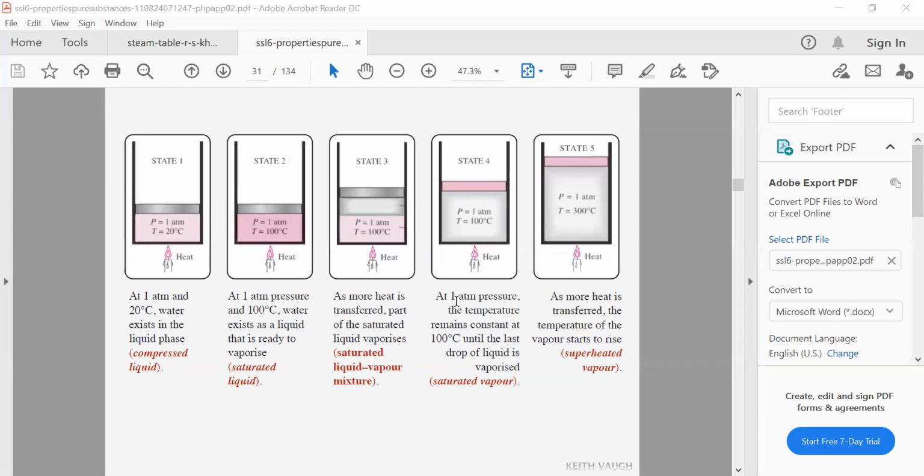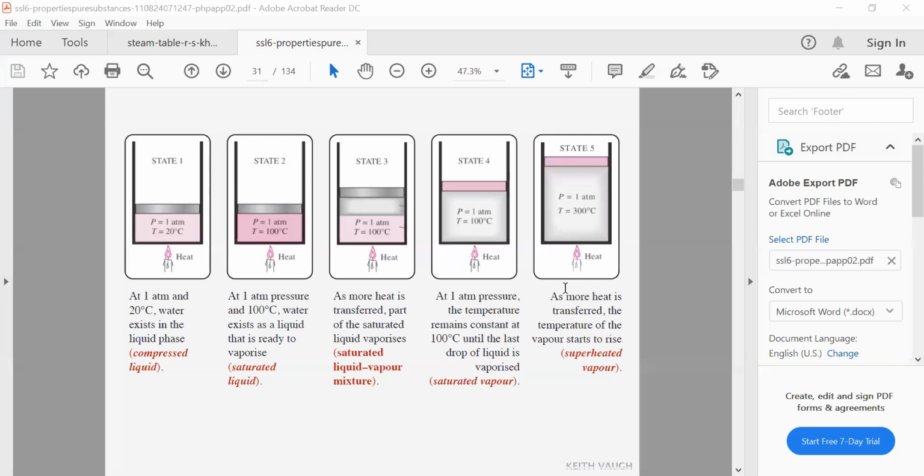Next, at 1 atmospheric pressure, the temperature remains constant at 100 degrees centigrade until the last drop of the liquid is vaporized. Here, at 100 degrees centigrade, the vapor is completely there. That's why the vapor is called saturated vapor. The dryness fraction of the steam is 1 in this case.